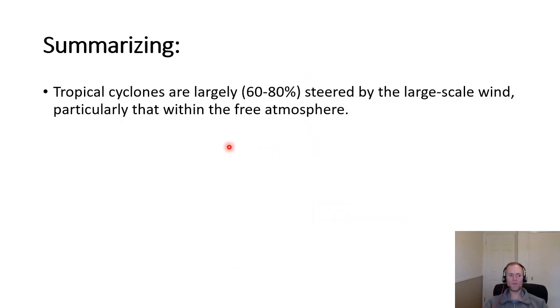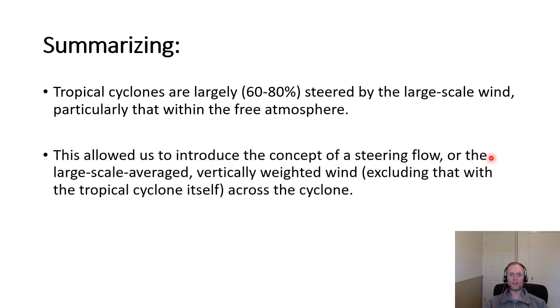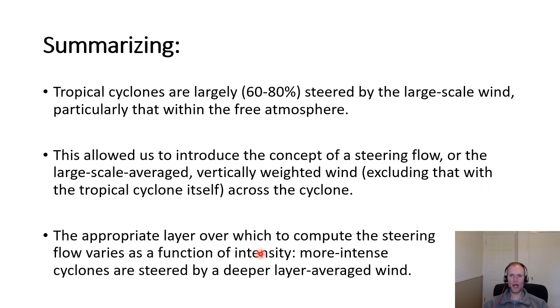So summarizing here, tropical cyclones again are largely steered by the large-scale wind. 60 to 80% of a tropical cyclone's motion can be explained by this large-scale wind, particularly that in the free atmosphere. We introduced this idea of a steering flow, which is averaged over a large horizontal region and vertically weighted to a given depth based upon the intensity of the tropical cyclone. And again, just noting once more that this is a function of the cyclone's intensity. More intense cyclones are steered by a deeper layer averaged wind than weaker cyclones.